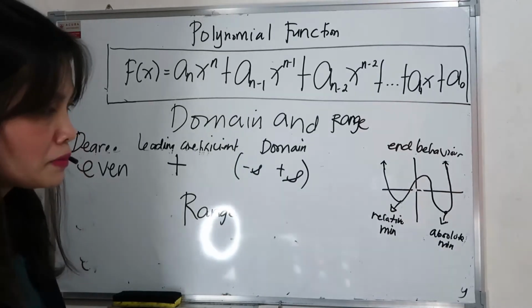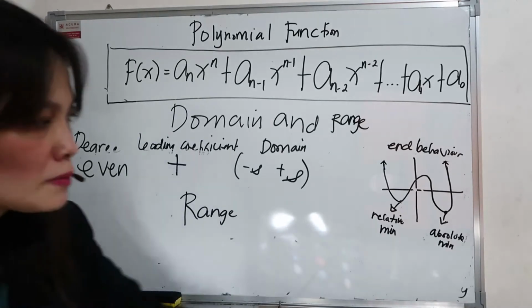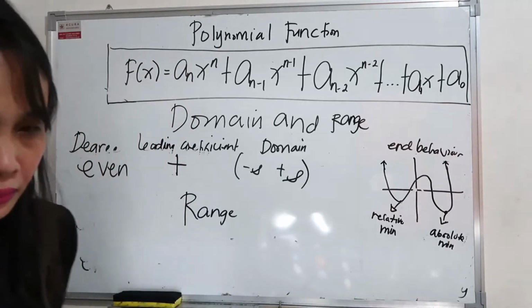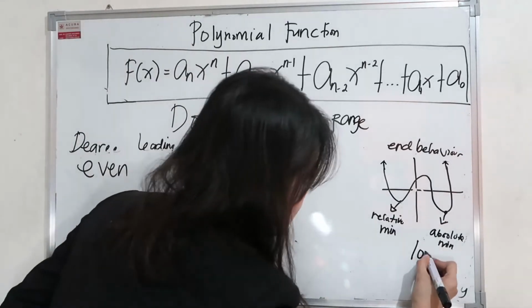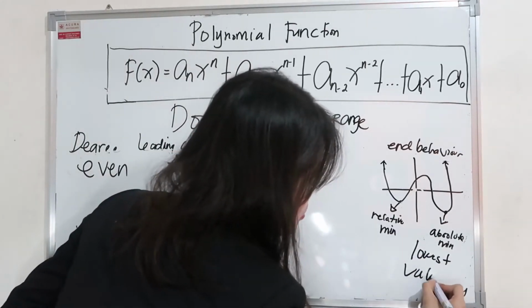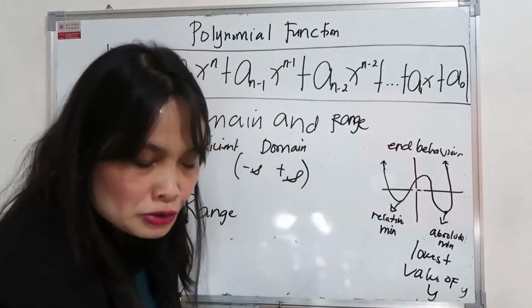What is the absolute minimum? So when we say absolute minimum, you're referring to what? Okay, very good. You're referring to the lowest value of y. Okay? So the lowest value of y.